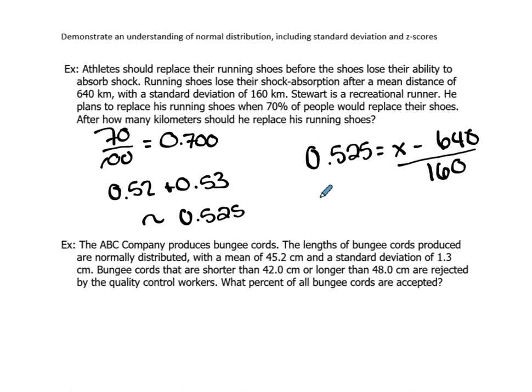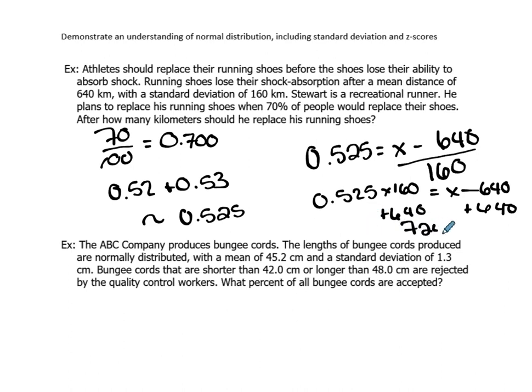In this case, I'm going to multiply both sides by 160, and it's going to give me x minus 640. I'm then going to add 640 to both sides. So if I go 0.525 times 160 plus 640, I'm going to get 724 is equal to x. So this tells me that this athlete, Stuart, who's a recreational runner, is going to want to replace his runners at approximately 724 kilometers of use.